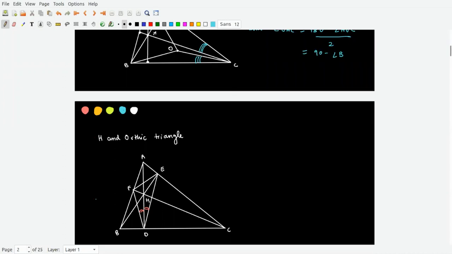So basically, you have ABC as the triangle, H as the orthocenter, and D, E, F as the feet of the altitudes from the respective vertices. Now you have to prove that H is the incenter of the orthic triangle, which is basically DEF. Essentially, you just have to prove that angle FBA is equal to angle ADE. Anybody who wants to prove this?